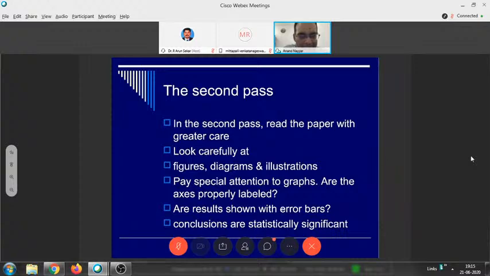So you see, are the results shown? Are the conclusions statistically designed? For example, I have stated that after the throughput, I observed that my protocol is better than this protocol by 26%.